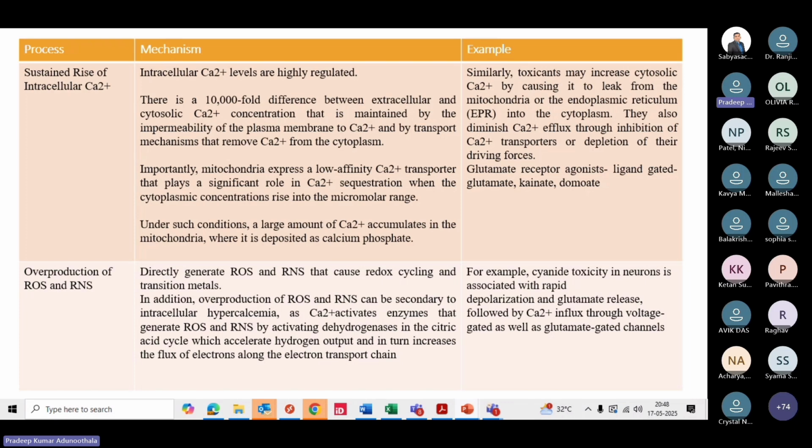The main example for this is cyanide toxicity, which, in neurons, is associated with rapid depolarization and glutamate release, that is followed by calcium influx through voltage gated as well as glutamate gated channels.